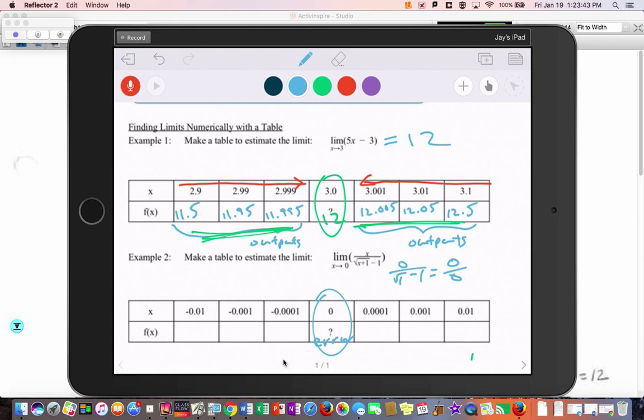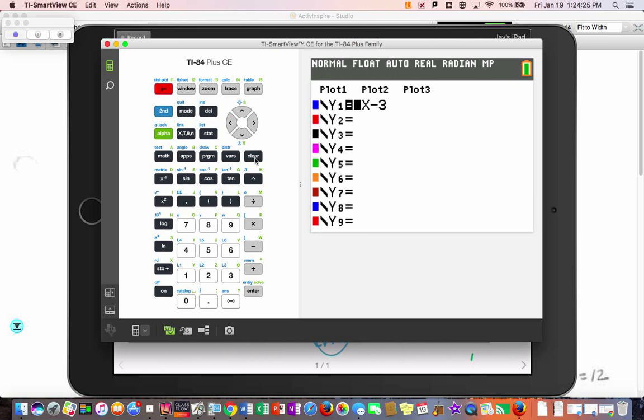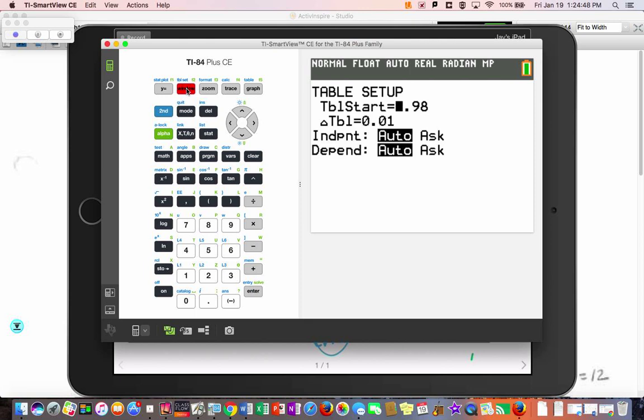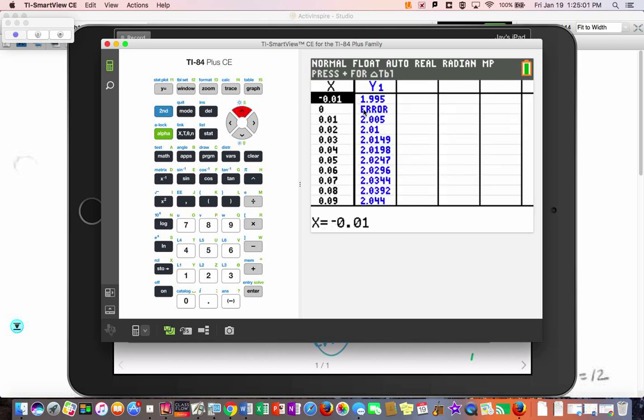So again, let's go ahead and type this into our calculator and look at it. X on top, and you have to make sure you put parentheses around the square root of x plus 1, minus 1, close it. So again, if we do our table set, we want to start at 0. And this time, we're not doing it by 0.1. The very first one we're going to do is 0.01. And if I look at a table, you'll see that there's an error there. That's what we know. But on the outside is 1.995 and 2.005.